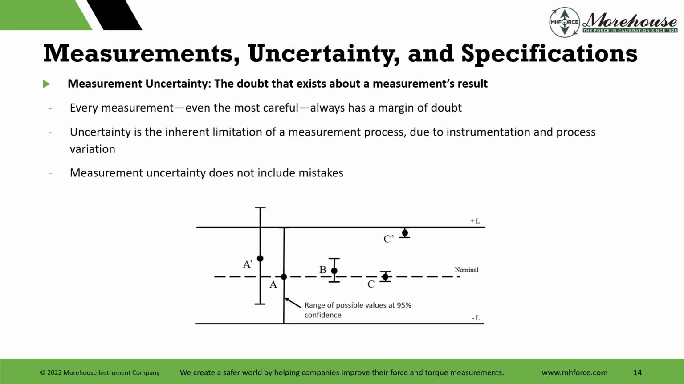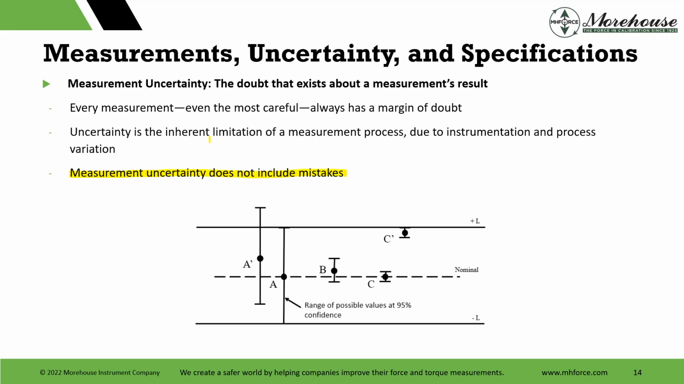Uncertainty is an inherent limitation of the measurement process due to instrumentation and process variation. And then measurement uncertainty, and this is a really important part, does not include mistakes. If I have this high bias, or if I fail to calculate my measurement uncertainty correctly, I might not capture it. And if a technician makes an error, right? Puts something in the machine and doesn't align it properly, that is a mistake. It will transfer to the unit, and it is not included.